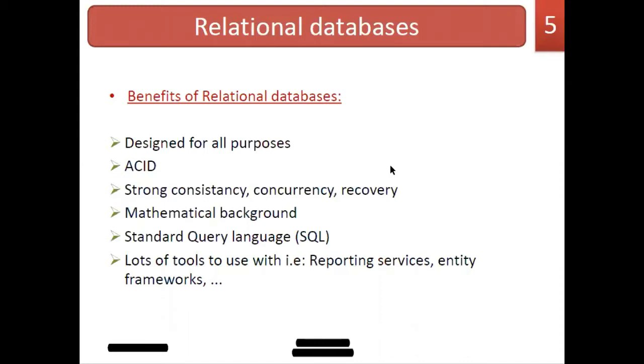Suppose we are doing any transaction in the database, the transaction must have these properties: atomicity, consistency, isolation, and durability. These are the four desirable properties of a transaction. These properties should be followed in database transactions. It also provides strong consistency, concurrency, and recovery. Whatever data you save in the database stays consistent, so your data will be saved permanently and you can retrieve it back at any time.